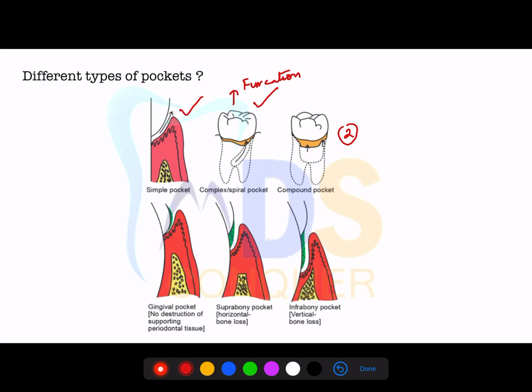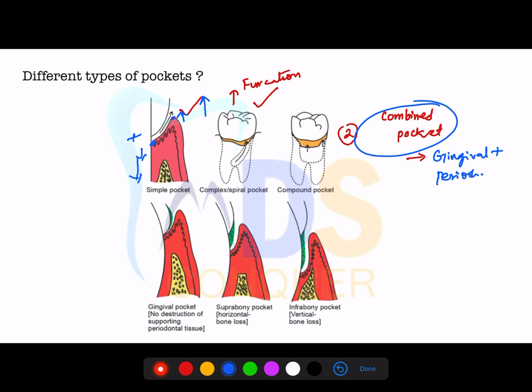You have to make a note of another term called the combined pocket. A combined pocket is a combination of the gingival pocket plus the periodontal pocket. The gingival pocket is due to enlargement of the marginal gingiva, whereas the periodontal pocket is destruction of the periodontal tissue. When you have both, enlargement in one direction and destruction in the other direction, that is called a combined pocket. Don't get confused: complex pocket, compound pocket, combined pocket, and simple pocket. I hope that's very clear.